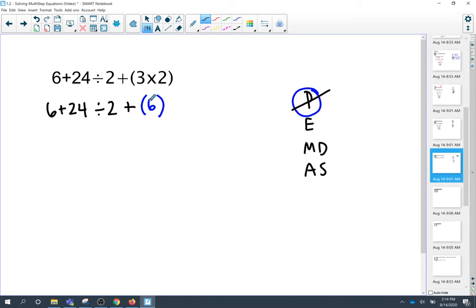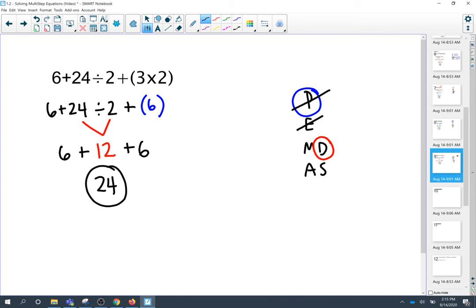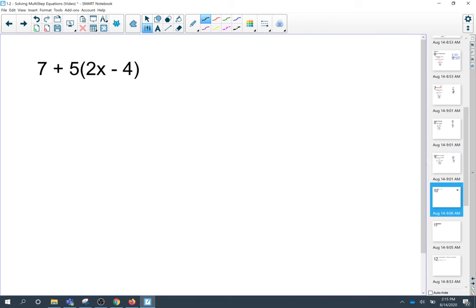Parentheses are gone. I mean, they're still there, but there's nothing in them that I can simplify. Exponents, no. Multiplication or division, that's a plus, that's a divide, that's a plus. I'm thinking division. So 24 divided by 2 is 12. Bring down your plus 6, bring down your 6 plus. At this point, it is just addition, so we're just going to add. I'm going to go with 6 plus 12 is 18. 18 plus 6 is 24. And we're done. Okay, 2 more of these, and then we'll get back to our actual lesson.